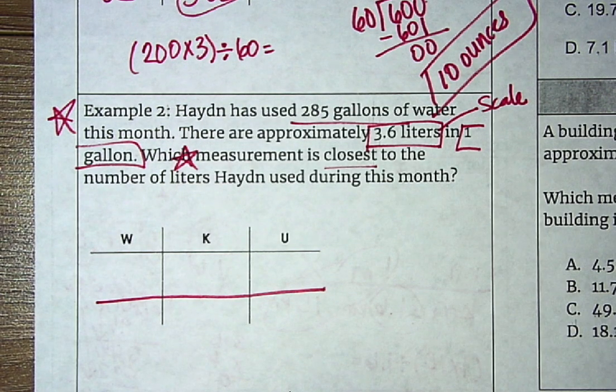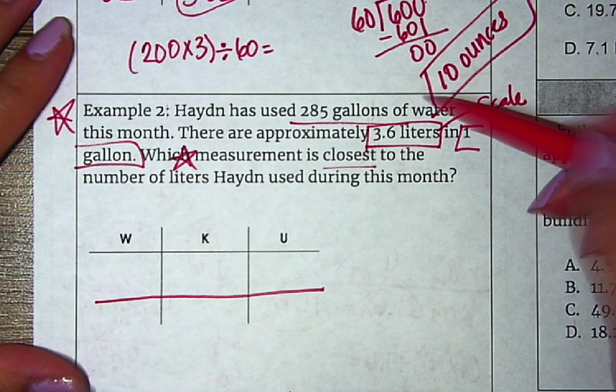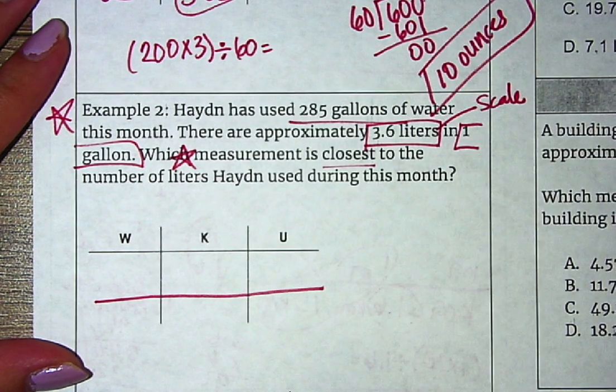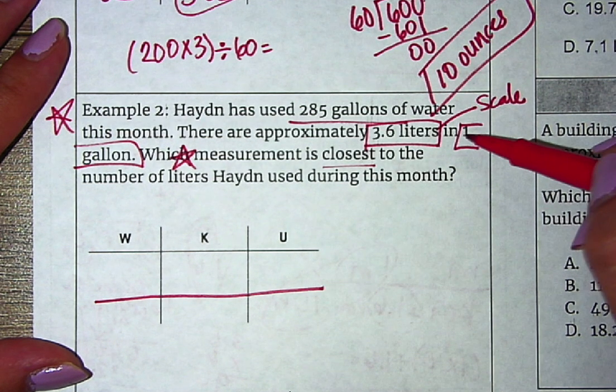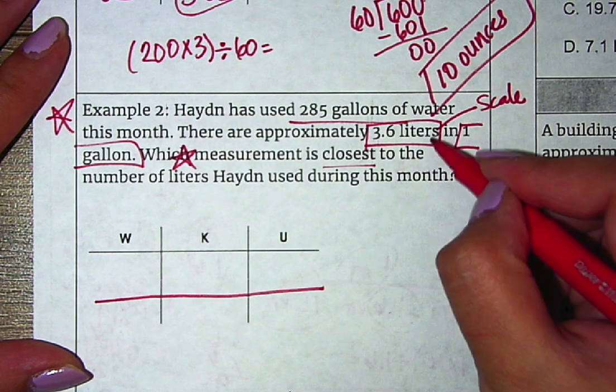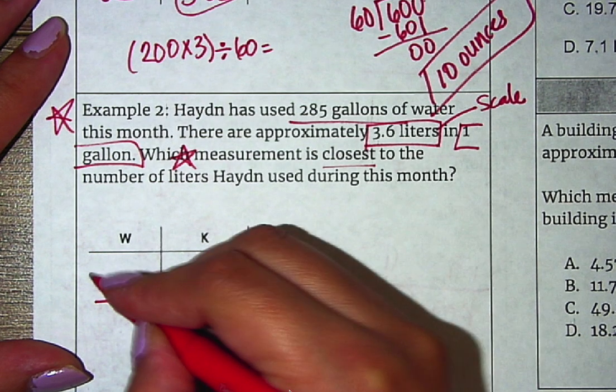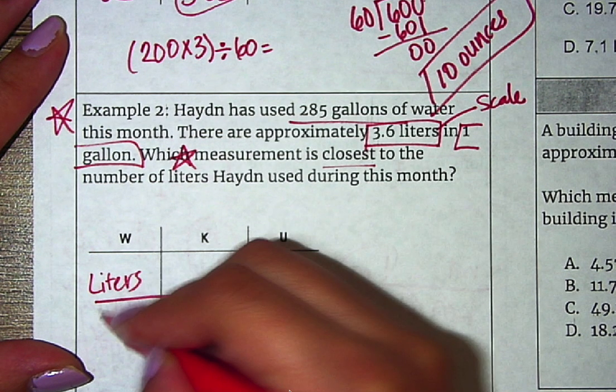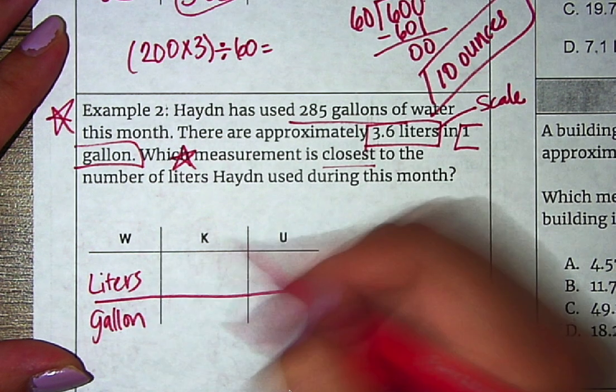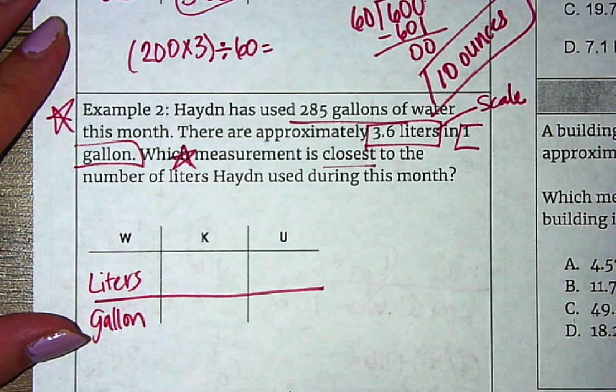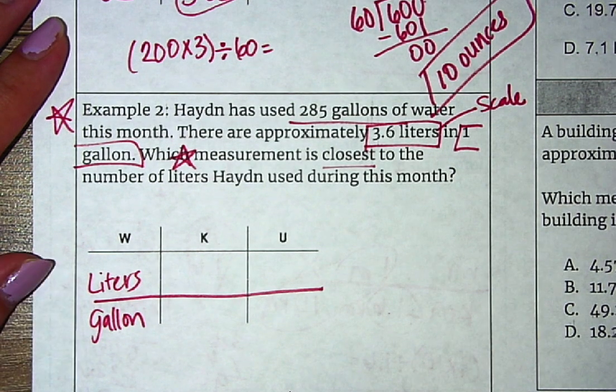Okay? Figure out what two things you are comparing. It tells you in your scale. You're going to put on top, it's comparing liters to gallons. So I'm going to put liters on top and gallons on bottom. You're going to fill out the rest and then cross multiply and divide. I'm going to move on to the next one.